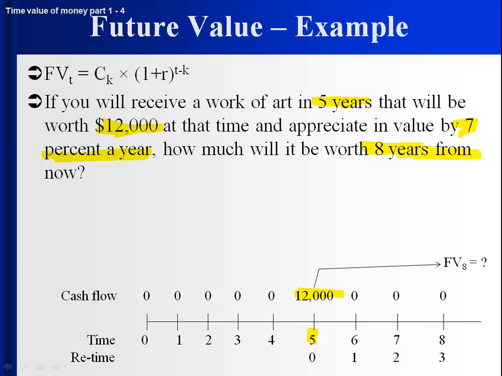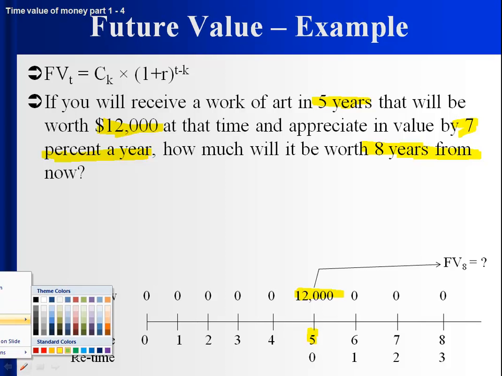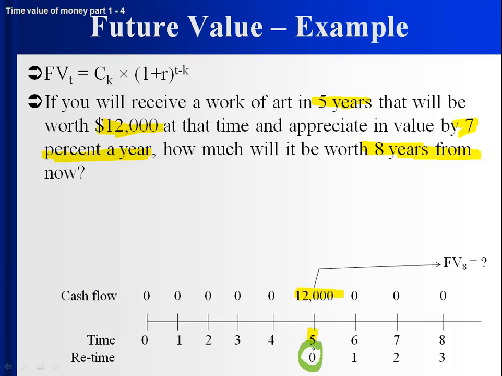Well, again, take your time machine, go 5 years into the future, and what happens? You get out of your time machine and you say, aha, here's my new time zero. Hey, look, I got this wonderful piece of art that's worth 12,000. The question says, how much will it be worth in 8 years from now? Which, when we get out of our time machine, will be 1, 2, 3 years after we get out of our time machine. So we basically want to know, if we have a piece of art that's going to be worth 12,000 here, how much will it be worth 3 years later?